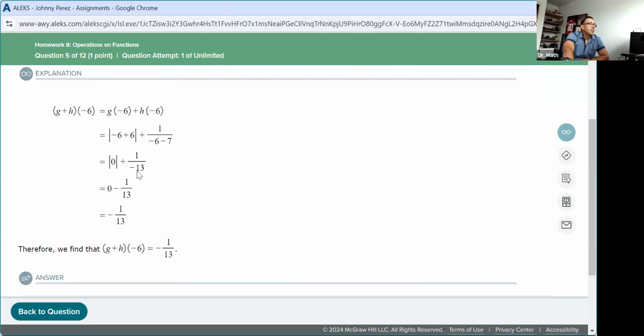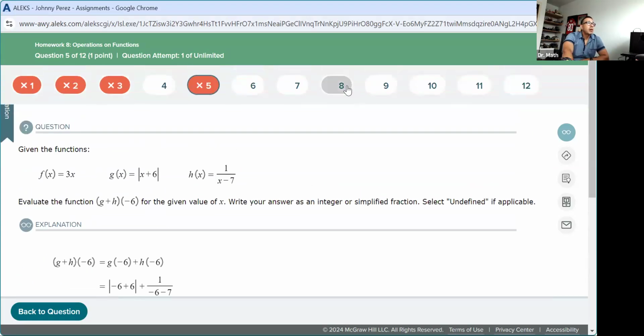Right? You end up with that negative 13, like I said. And 0 minus 1 over 13 is just negative 1 over 13. And this one had a plus sign in the middle, so that's why you went ahead and added those two answers. All right, let's jump into a harder one.